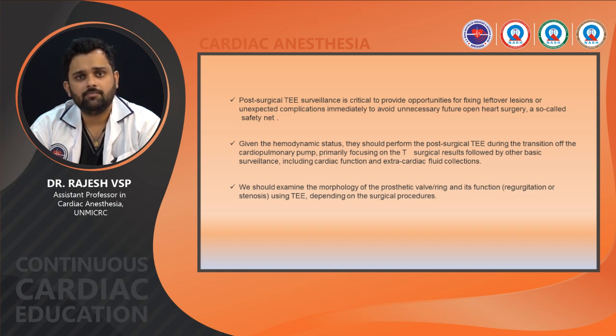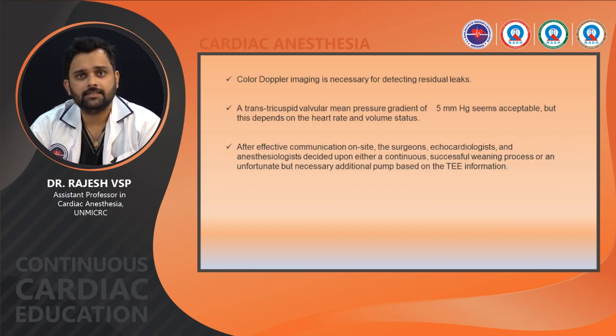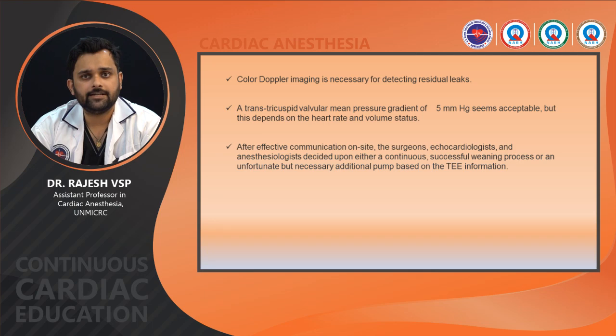We should examine the morphology of a prosthetic valve or ring and its function using TEE depending on the surgical procedures. Color Doppler imaging is necessary for detecting residual leaks. A tricuspid valvular mean pressure gradient of less than 5 mmHg seems acceptable, but this depends on the heart rate and volume status. After effective communication between on-site surgeons, echocardiologists and anesthesiologists, they decide upon either a continuous successful weaning process or an unfortunate but necessary additional pump run based on TEE information.